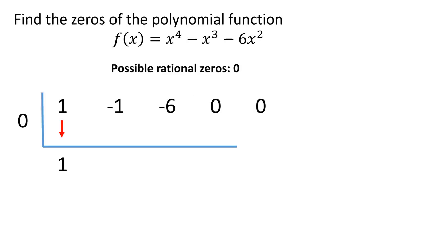First, let's write the possible zeros. So I know I have a possible zero at 0 because if I plug in 0 here, 0, 0, 0 is going to give me a 0.